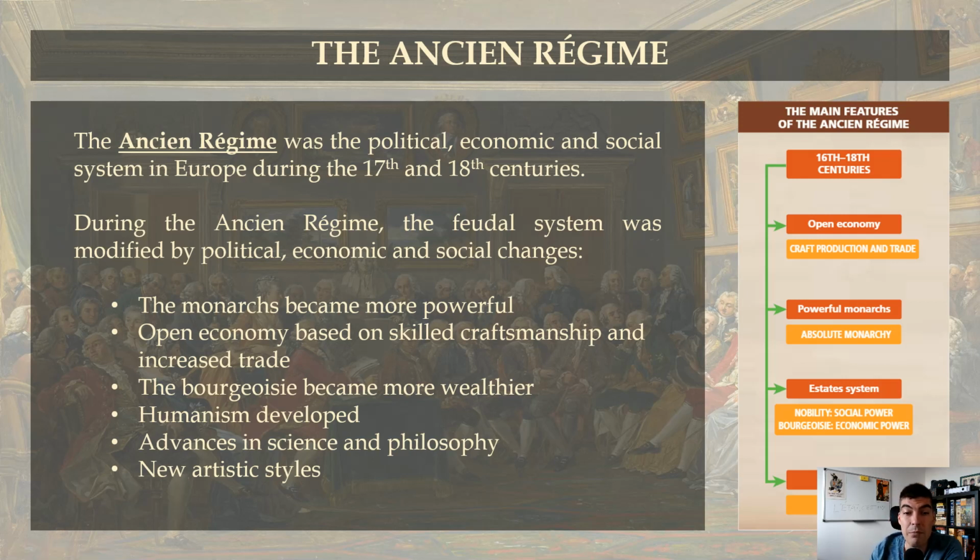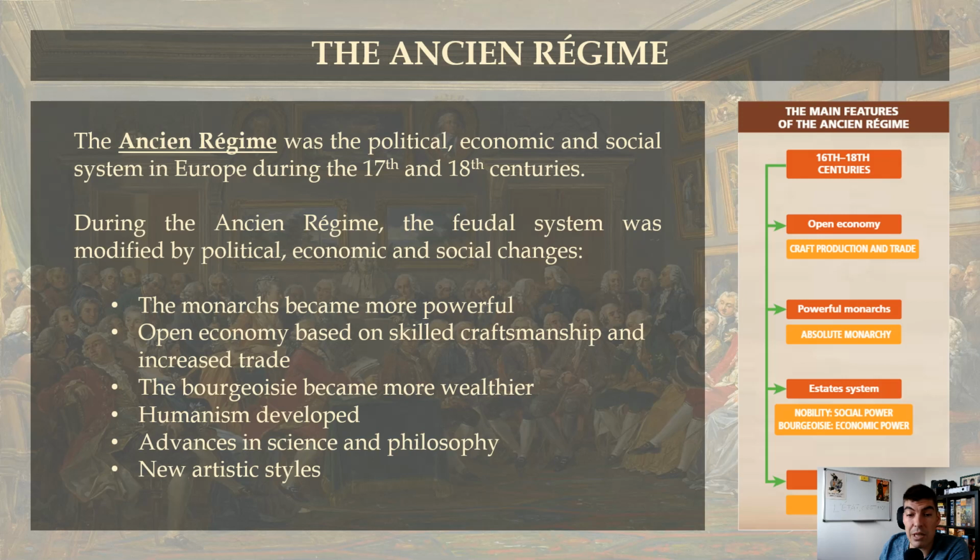The Ancien Régime, which is a French word, was the political, economic, and social system in Europe during the 17th, 18th, and also 16th century. During the Ancien Régime, the feudal system, which was the previous system coming from the Middle Ages, was modified by political, economic, and social changes. The most important ones were the following.